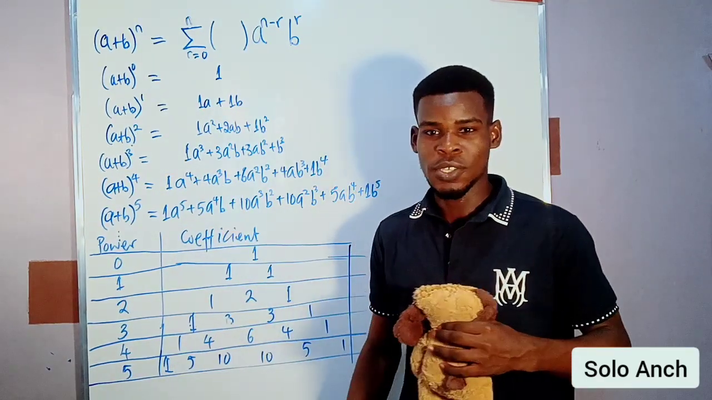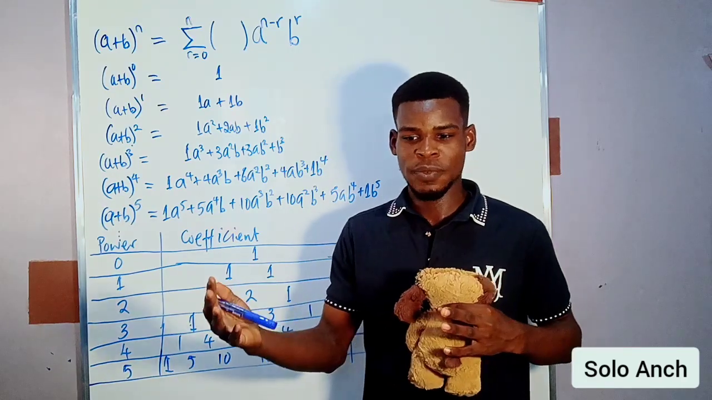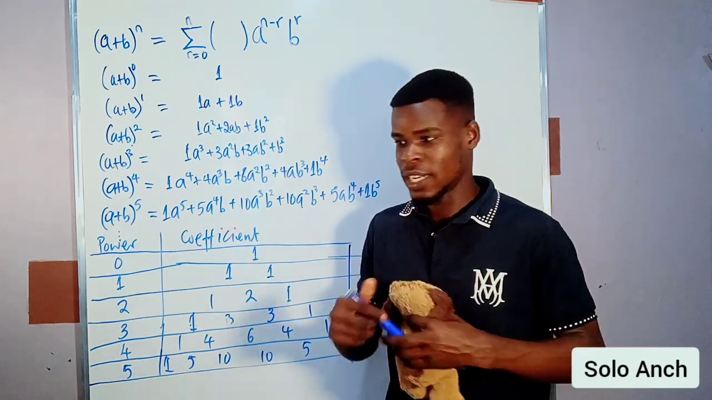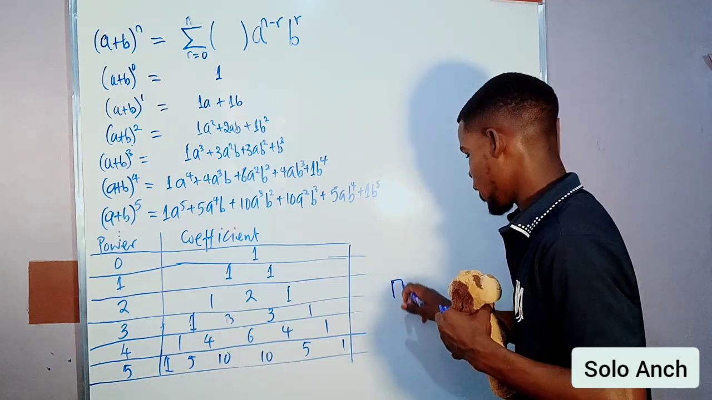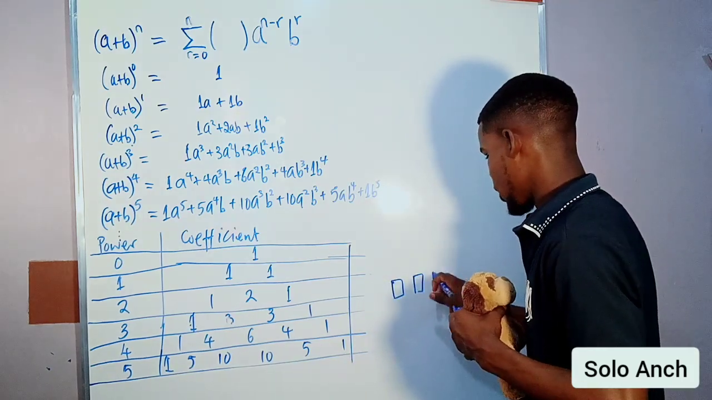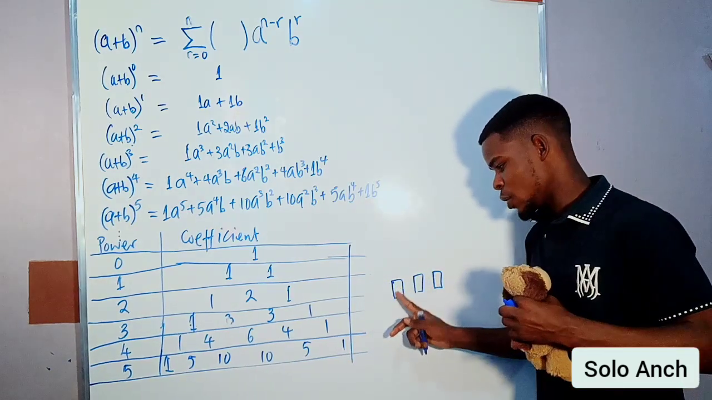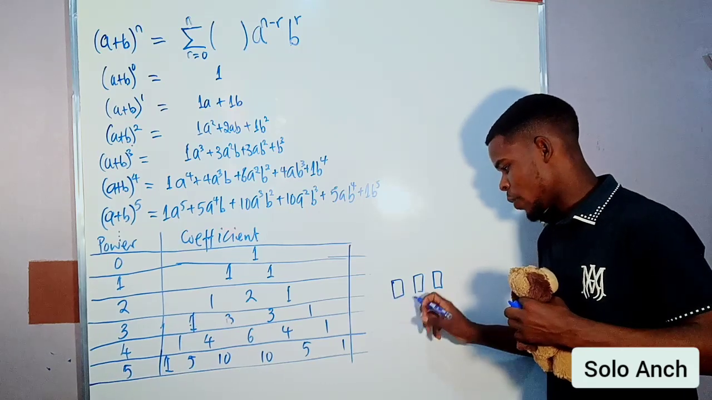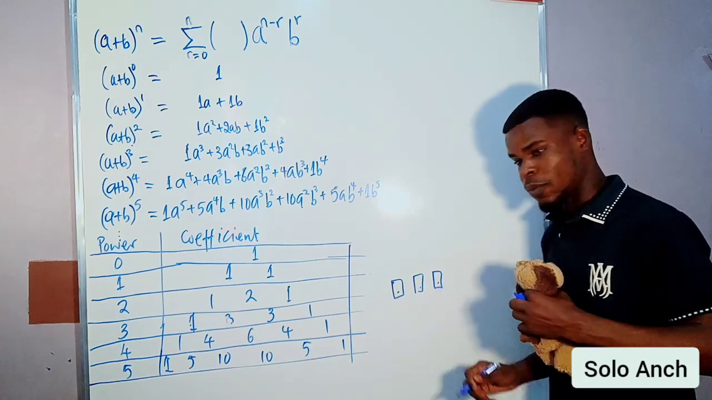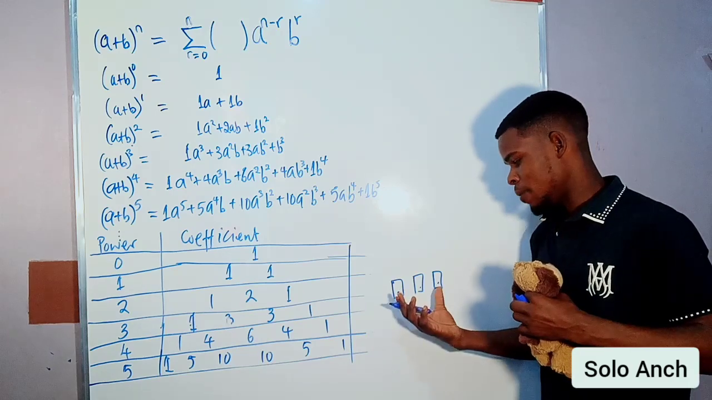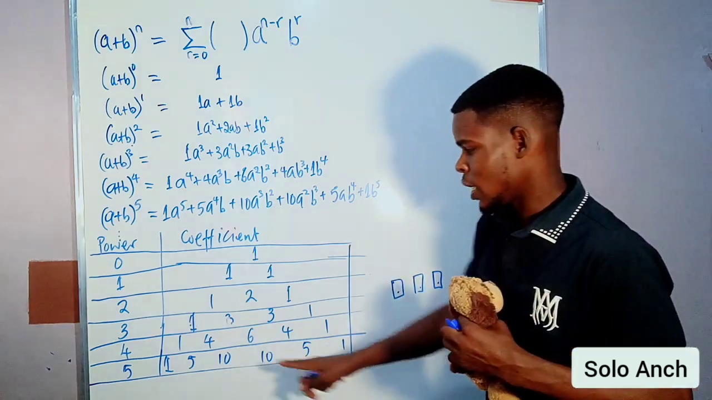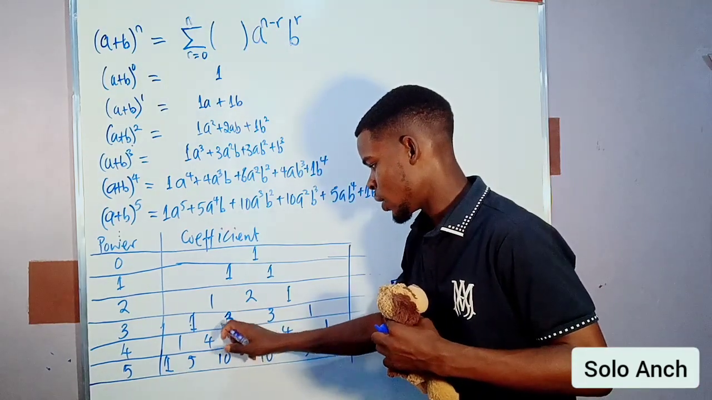Good. So let's consider another way. In how many ways can 3 different things be shared to one person? Let's say we have 3 different books, and you want to share them to one person. There are 3 ways: either you give the person this book, or this other book, or this other book. So there are 3 ways in which 3 books can be shared to one person, and that's why we have 3 here. 1, 3, 3, 1.